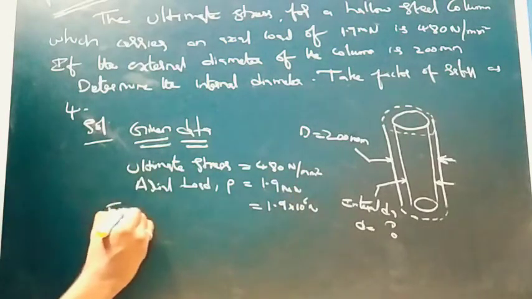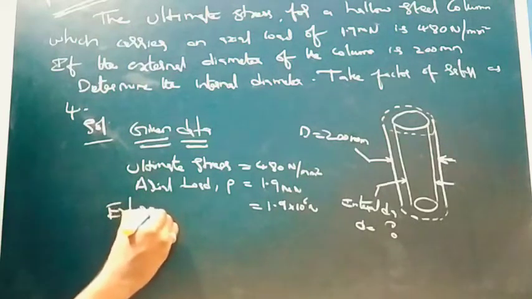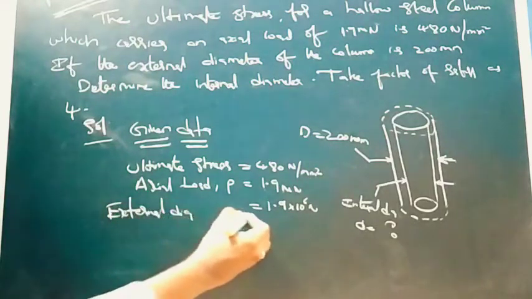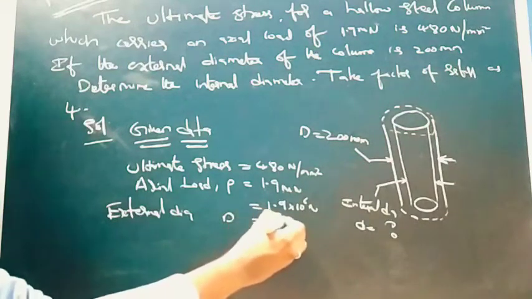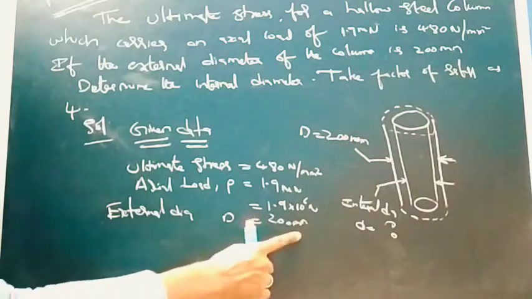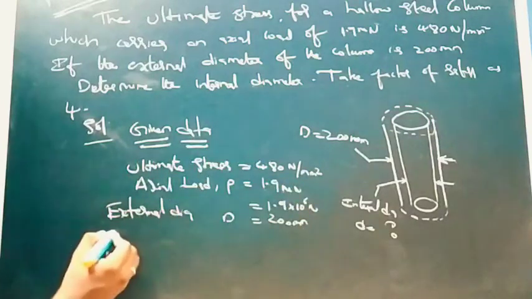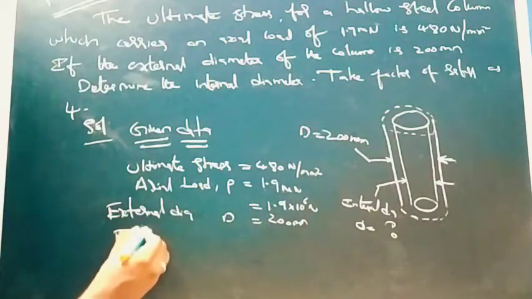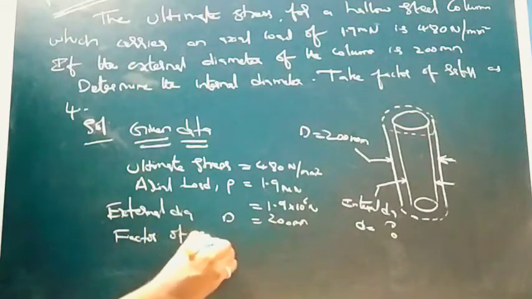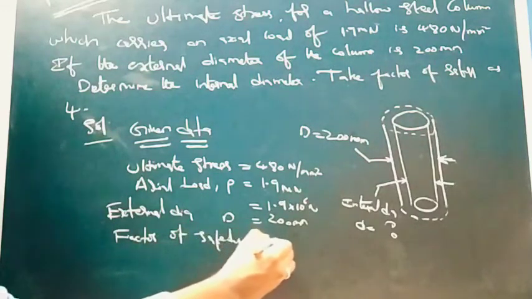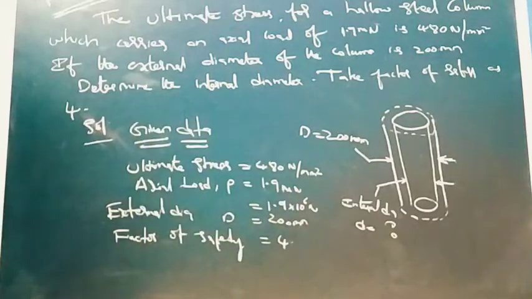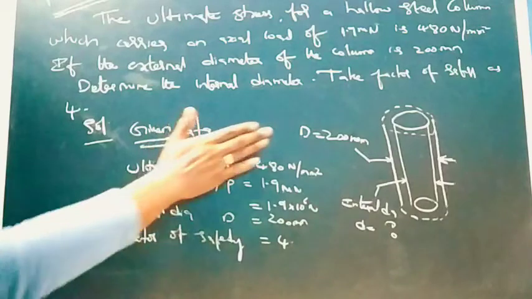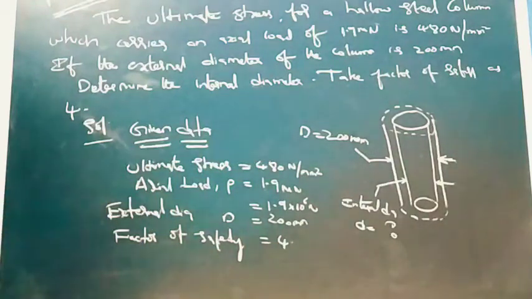Now the external dia D is given, that is 200 mm. It is given in mm, so no need to convert into meters. The factor of safety is 4. So this is the given data, right? Now first we'll try to find out the internal dia with the help of the cross sectional area.